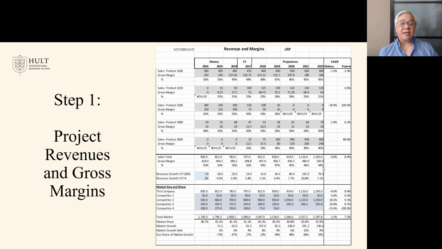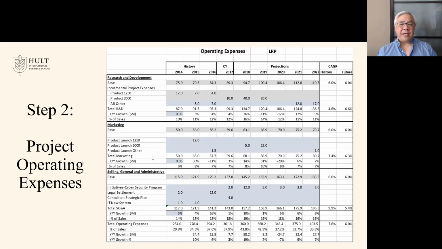It shows the different products. We'll see product numbers 1200, 1250, 1300, etc. on top here. Then we also see in the next section a summary, which will carry forward into the next stage as we roll up into income statements. And then the bottom is a measure of our strategic position as measured by market share, assuming we have that data available. Step 2 is operating expenses.